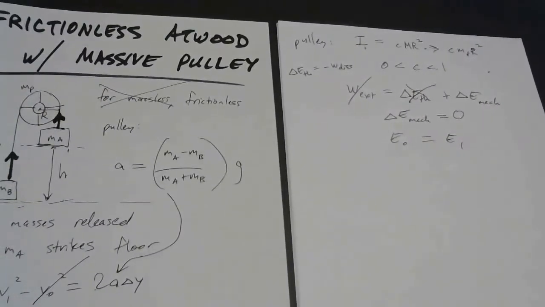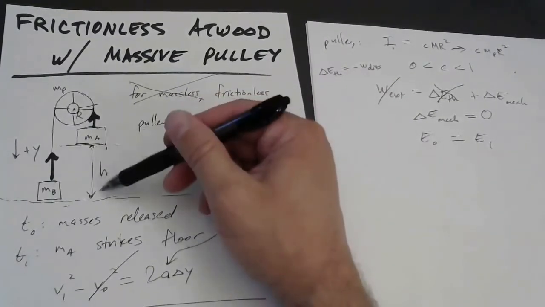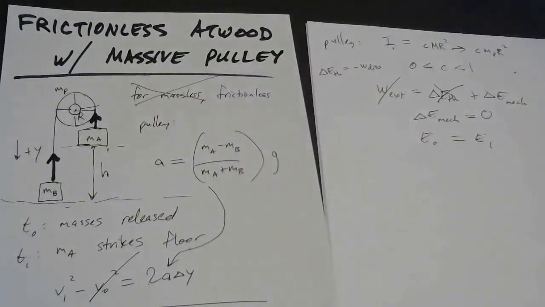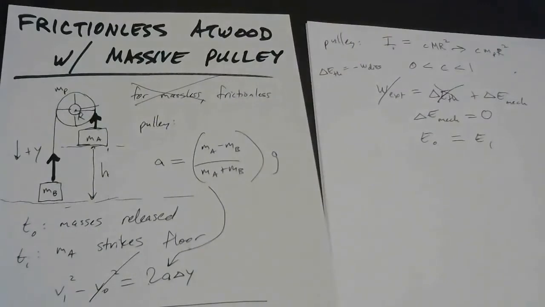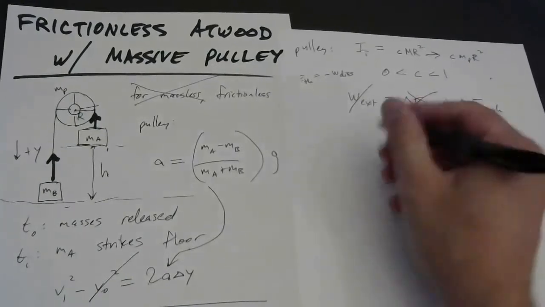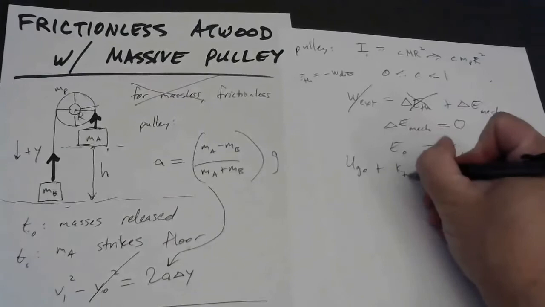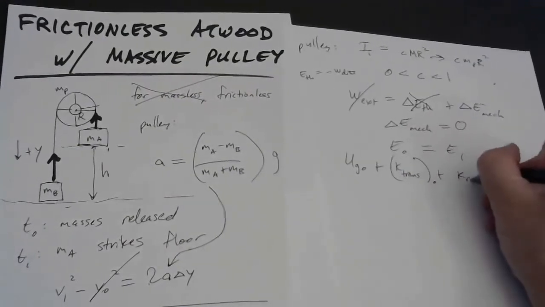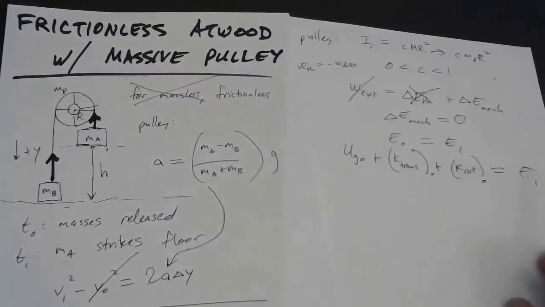What are the three types of mechanical energy in this problem? There's gravitational energy. There's translational kinetic, right? The masses are moving up and down. They're translating. That's just 1/2 mv squared. But we've also got to account for this kinetic energy associated with the spinning of the pulley. So if you want to be really formal, you could say gravitational energy at time 0 plus K translational at time 0 plus K rotational at time 0 equals, and then you'd have similar terms on the right side.